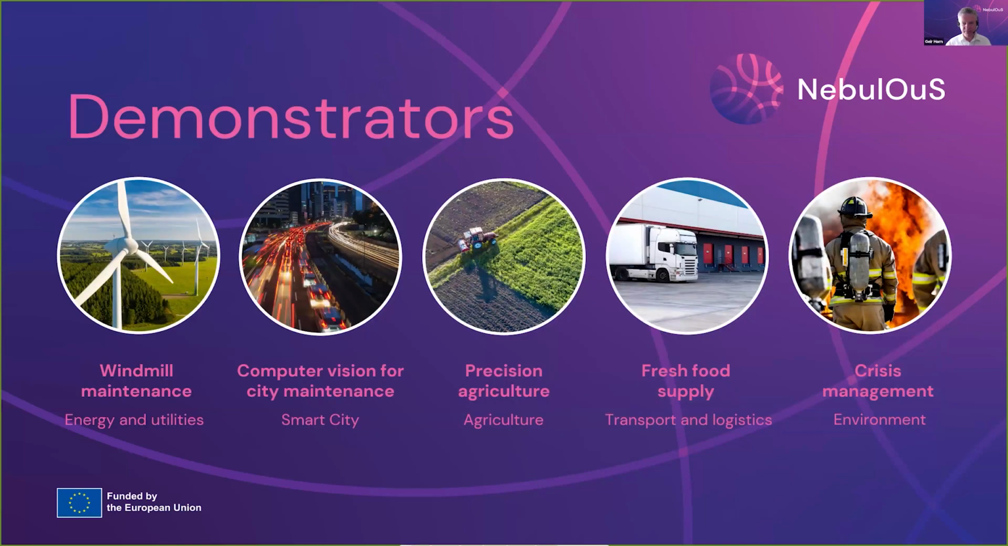We have, well, here it is five different demonstrators. In reality, we actually have six, because this fresh food supply is basically two different applications that are linked and correlated. I will come back to them.